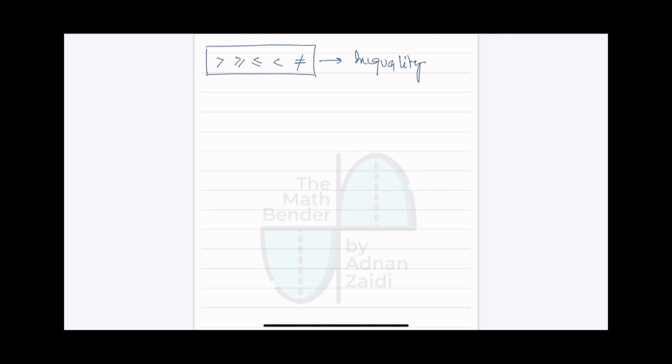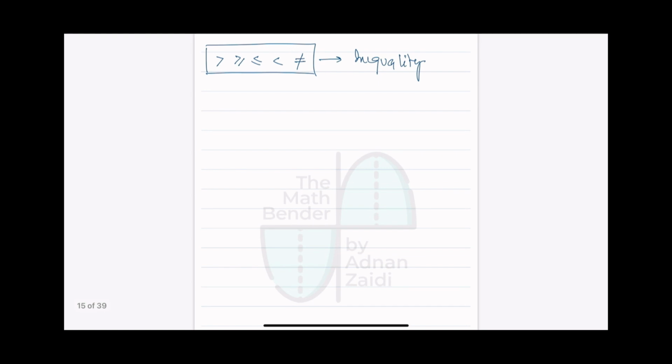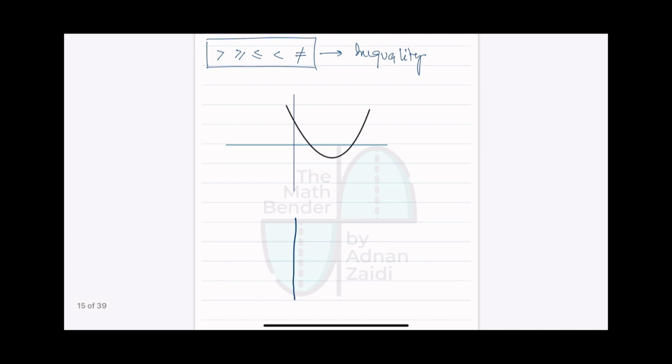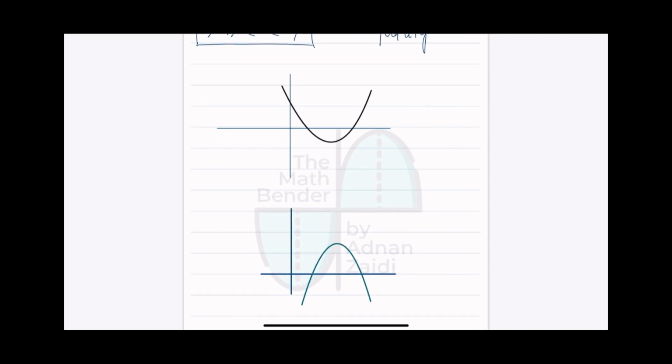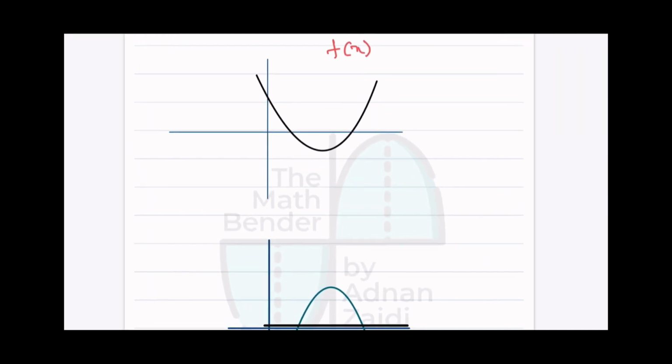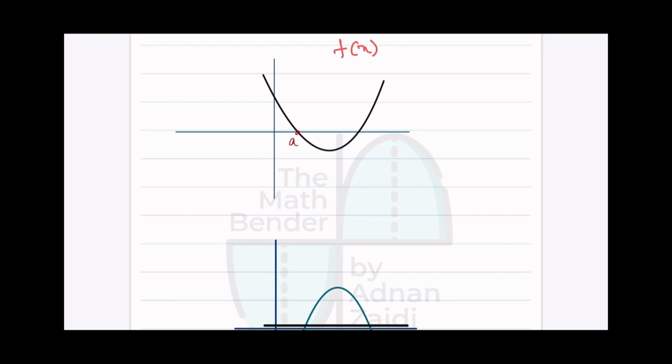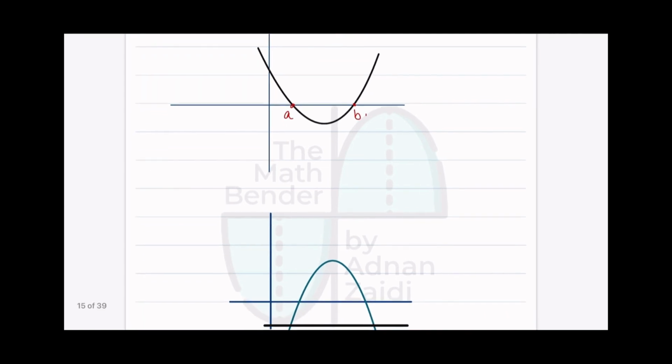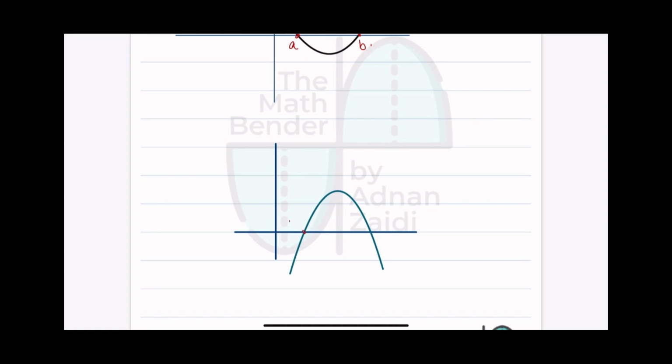When we talk about quadratic inequality, let's see how a quadratic curve could look. There are two types of quadratic curves, a smiley face and a sad face. Let's say this is a function f of x, which has some random equation, and these two points are a and b. This is also a and b, and this is some other function, g of x.